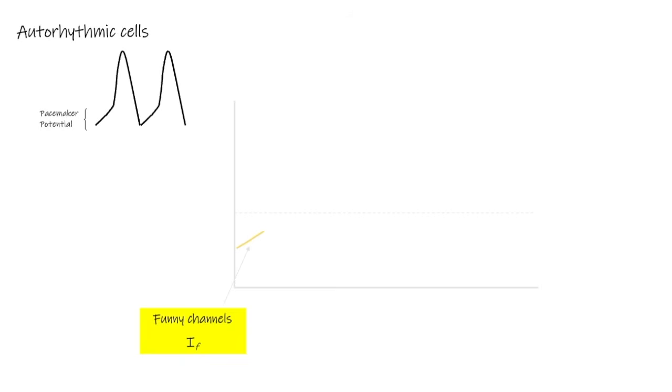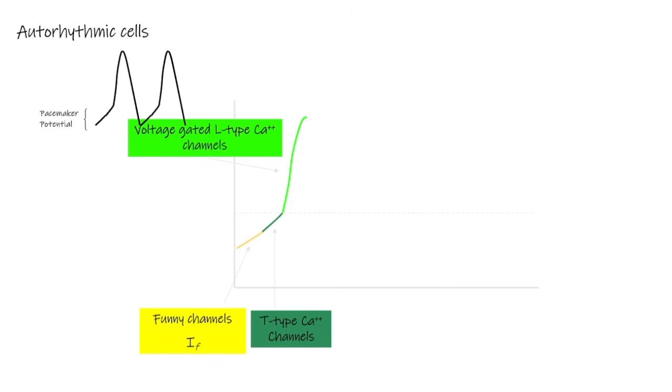One important contributor is a group of channels called funny channels. These channels produce a slow inward current that gradually makes the inside of the cell more positive. As the membrane potential continues to rise, additional T-type calcium channels contribute to depolarization. This gets us to threshold. Once threshold is reached, L-type calcium channels open. Calcium moves rapidly into the cell and produces the major depolarization of the pacemaker cell action potential.